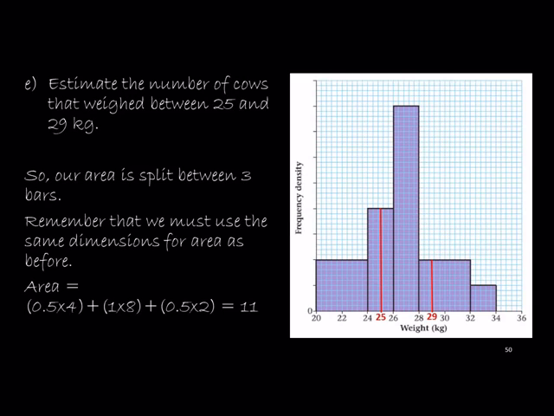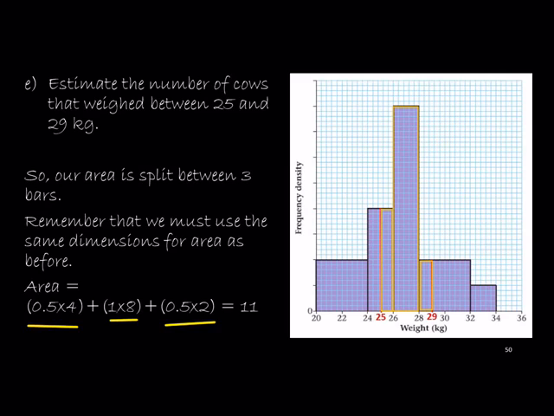And remembering to use the same dimensions as before, then we can see the first area, this one. This is 0.5 times 4. Then the second area, this one. This is 1 times 8. And finally, this last area here, this is 0.5 times 2. So add those all together and we have an area of 11.